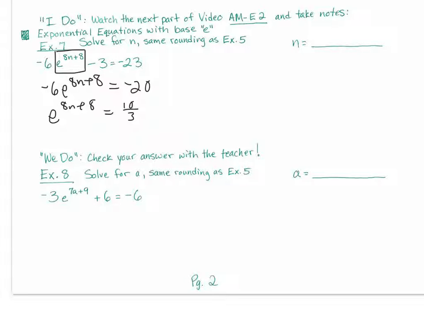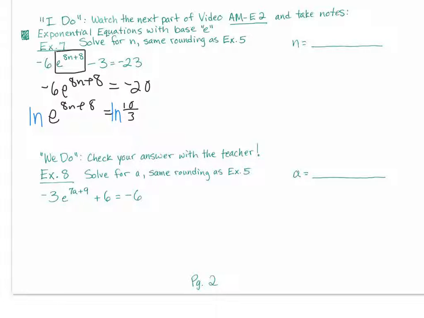And so now that I have e to the 8n plus 8 alone, I know that I can reverse the e base of the exponential by taking the log of the same base. So that, remember, is the natural log of both sides. So what we're going to have happen here is that on the left-hand side, ln of e, remember, is 1.